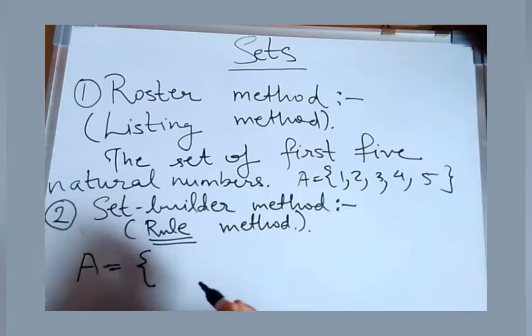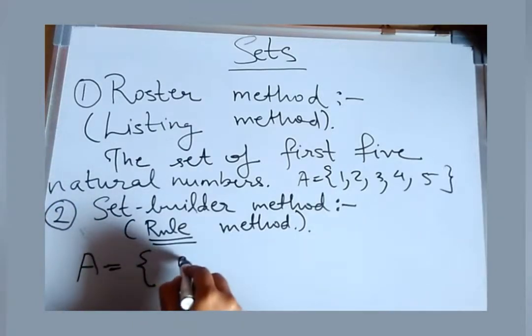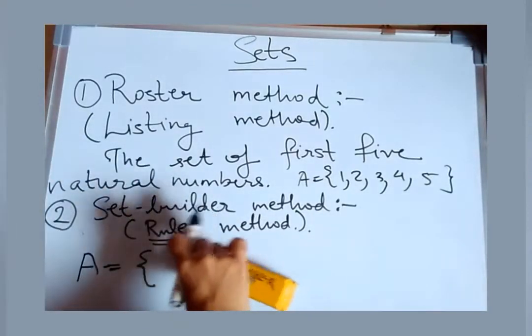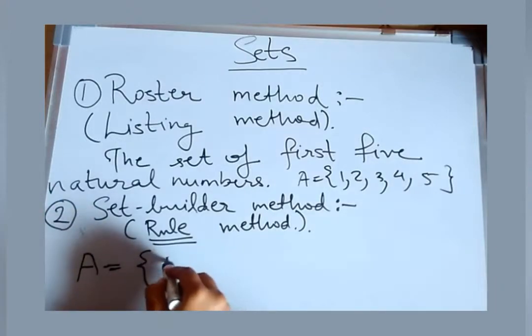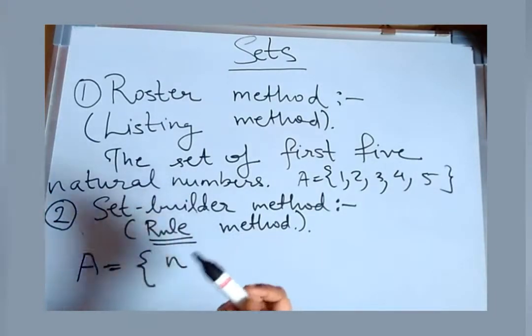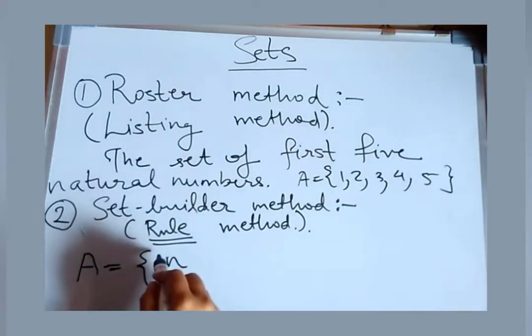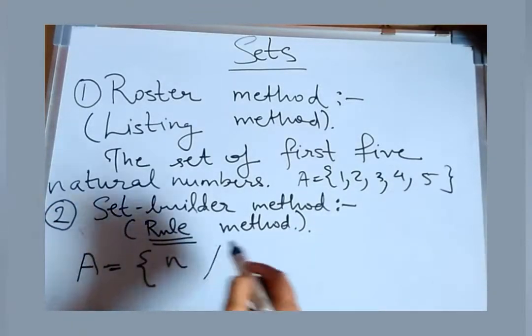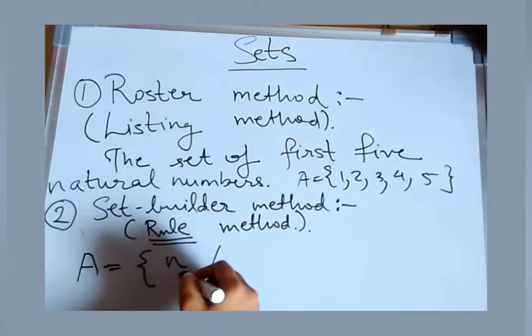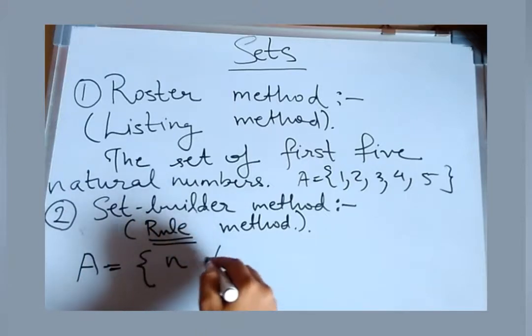Let's take the first 5 natural numbers. Here I will use a letter to denote the elements. It can be A, B, C, any letter I can use. Since I have written A for the set, here I should use a small letter. Let's use small letter n. This is a general term used to express the elements of this particular set. Then I will write the set of all such n's such that, now I will write the rule that n is supposed to follow.